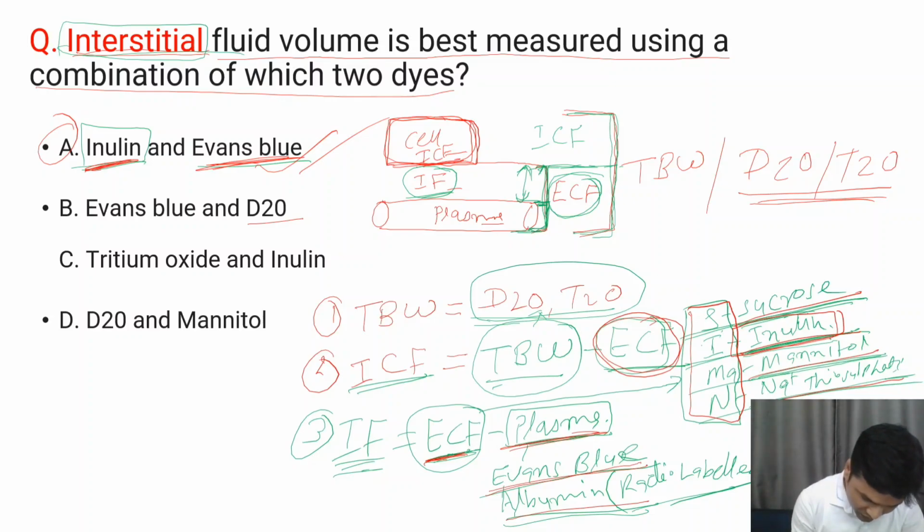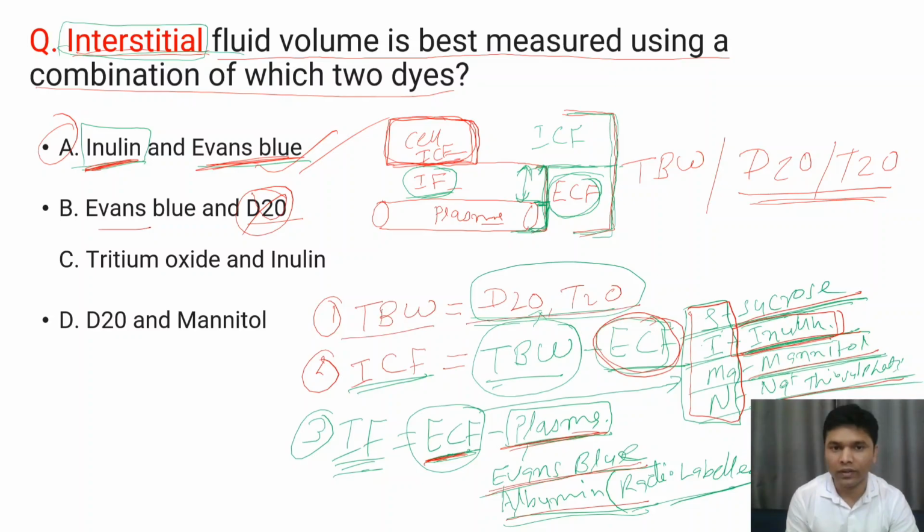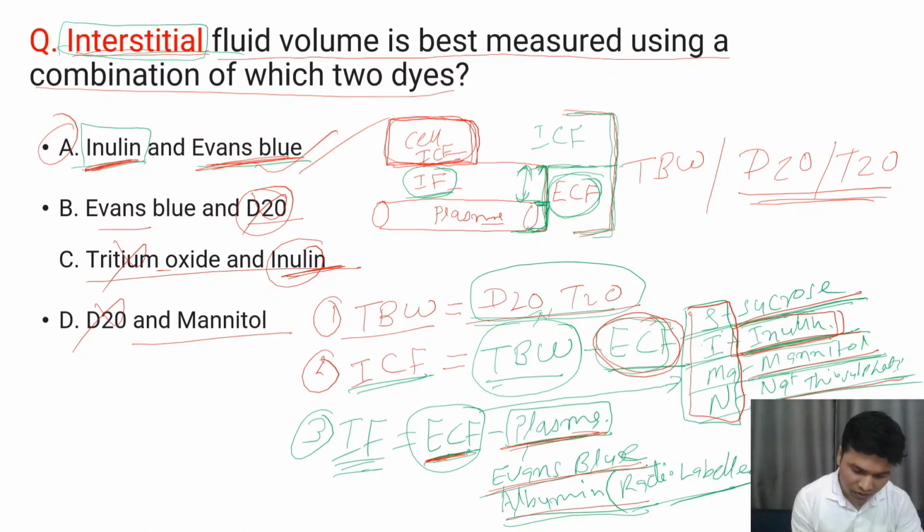But let's see the other option, Evans blue dye and D2O. Obviously not, because D2O is used in the total body water. So here you can see total body water, D2O and T2O. So this is not going to be the answer. But tritium oxide, obviously this is not going to be the answer. Inulin, yeah, you can use inulin, but not with that. So here D2O, obviously not mannitol. You can use mannitol here, but not D2O. So this is not going to be the answer. This is also not going to be the answer.